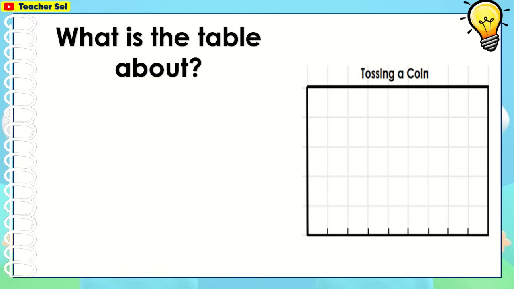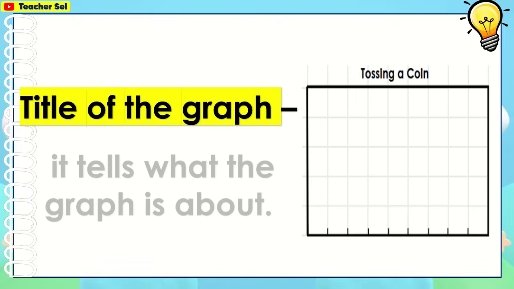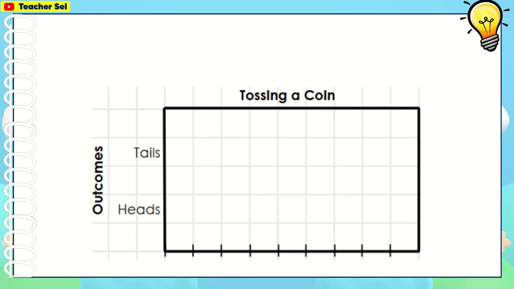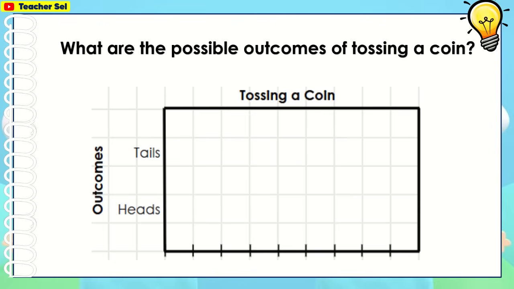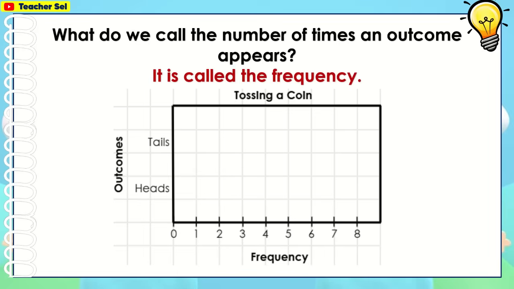What is the table about? The table shows the results of an experiment where a coin was tossed 10 times. Title of the graph. It tells what the graph is about. The title is Tossing a Coin. What are the possible outcomes of tossing a coin? The possible outcomes are heads and tails. What do we call the number of times an outcome appears? It is called the frequency.